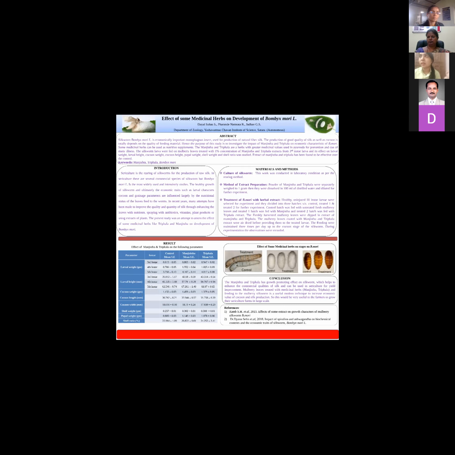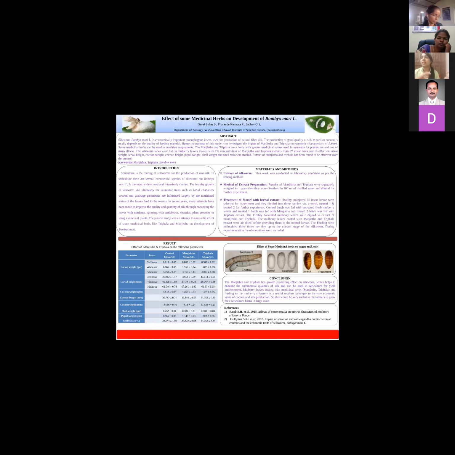Hello, everyone. My name is Suhas Sudhir Dayal and my partner's name is Namrata Rajendra Farande. We are students of MSc from the Department of Zoology, YCIS Satara. Our work is on the effect of some medicinal herbs on the development of Bombyx mori L., the mulberry silkworm. Sericulture is the rearing of silkworm for the production of the natural fiber silk.